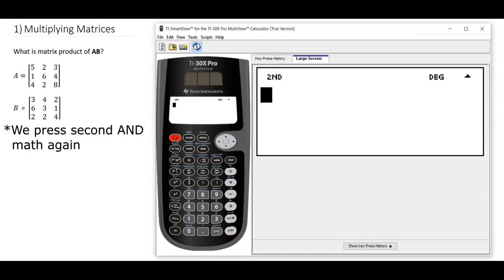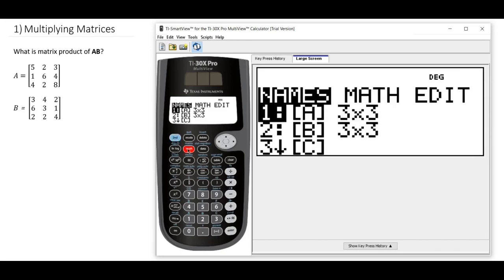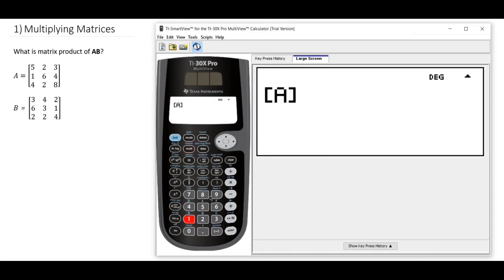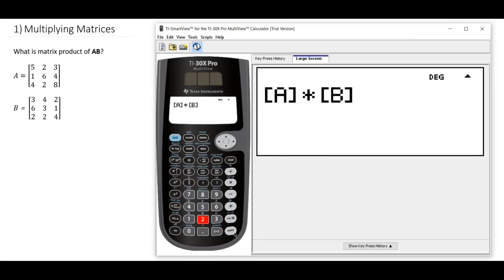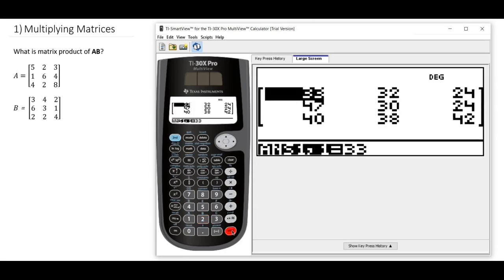We press second, then math again. Press 1 for matrix A, times matrix B, so second math. Go down, press 2, which is equal to. So there you go, guys. We calculated the matrix product of A times B. We solved the matrix for two 3x3s, but we can change the columns and rows to solve for different matrices.